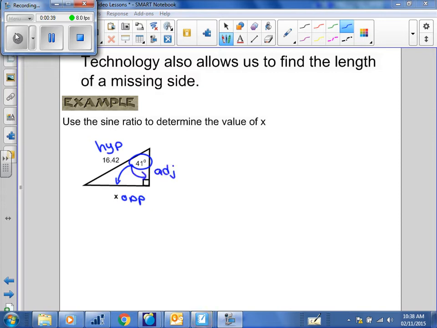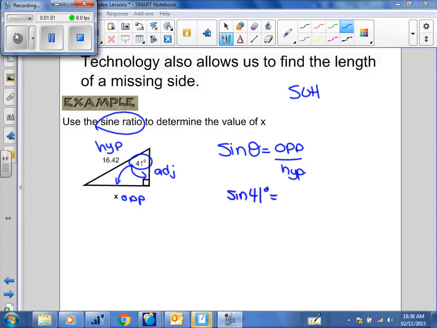Now this question says use the sine ratio. So I know I'm going to be using sine. I know that sine of any angle theta, if it's SOHCAHTOA, it's opposite over the hypotenuse. So now I write in what I know. I know my angle theta is 41, so sine 41. The opposite is x. The hypotenuse is 16.42.